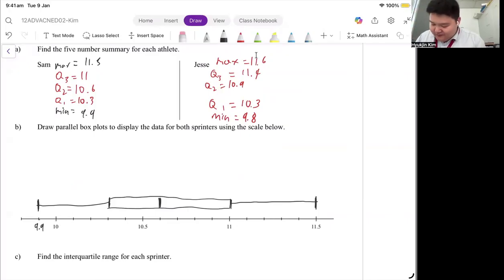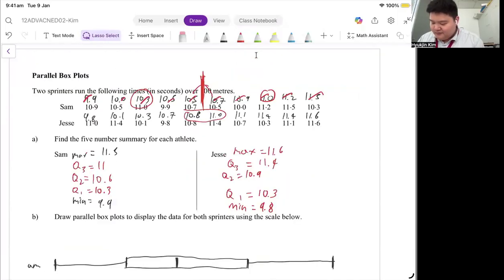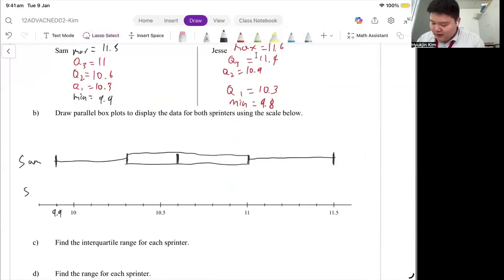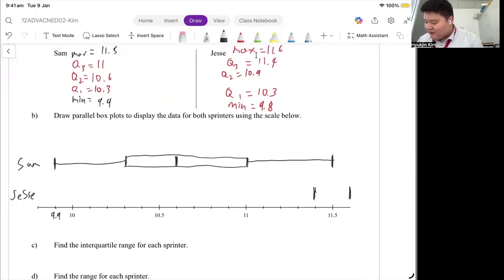Anyhow, Sam and Jesse, probably should do this because Sam is technically higher up. Now, Jesse, adapt, improvise, overcome. Now, max is 11.6, so what the hell? So it goes beyond 11.4. Look how slow this man is. Pathetic, almost. 10.3 and 9.8.